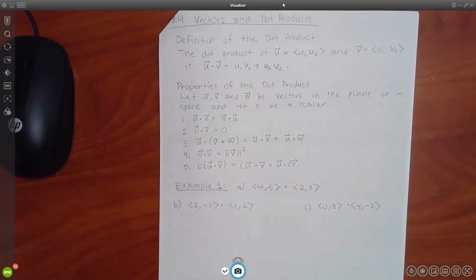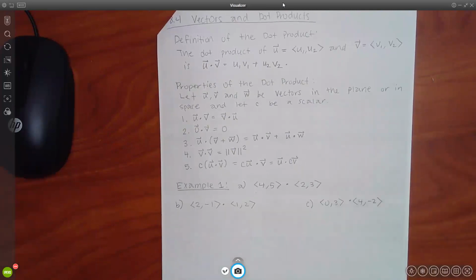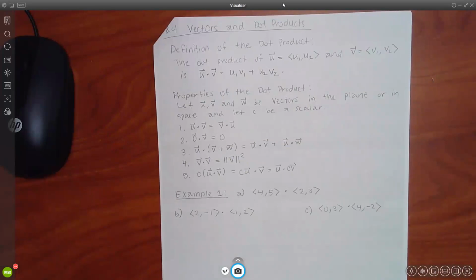Okay, 8.4 is vectors and dot products. So this one's gonna be more mechanical work, okay? So if you were great at algebra, you should be okay in this section because it's just computation, that's it, okay? There's nothing really crazy happening in this section. So there are two different kinds of products. We don't talk about both of them in this class.